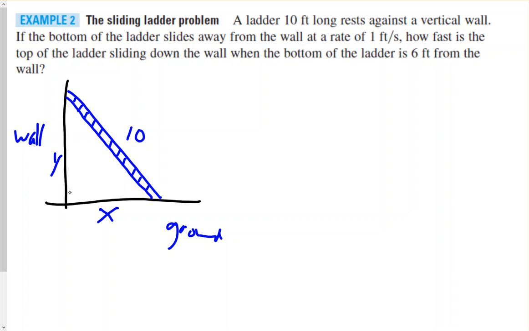Now it's set up in terms of a right triangle, and when we think right triangle, the Pythagorean theorem comes to mind, especially when we're dealing with the sides. So the way we would set up the formula would be x squared plus y squared equals 10 squared.